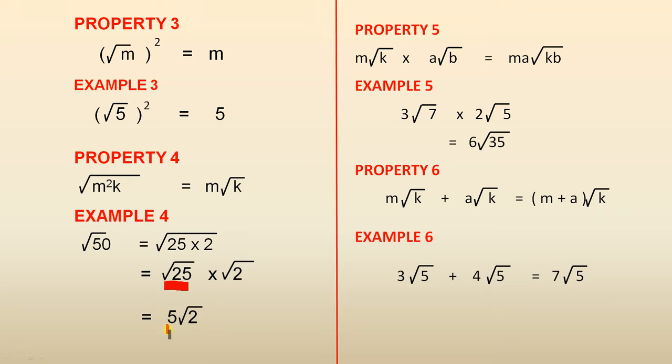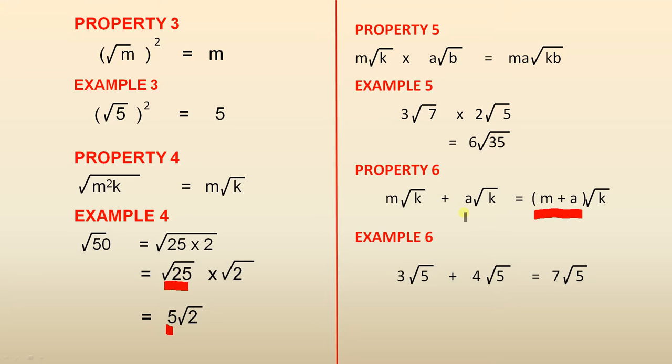Property 5: m the square root of k times a the square root of b equals ma the square root of kb. And example 5: 3 the square root of 7 times 2 the square root of 5 is 6 the square root of 35. Property 6: m the square root of k plus a the square root of k is m plus a the square root of k.